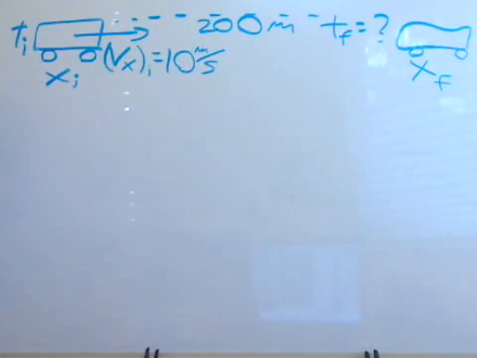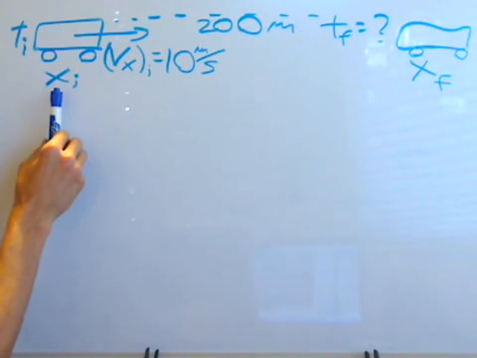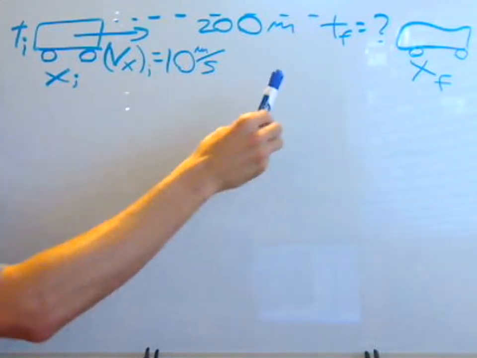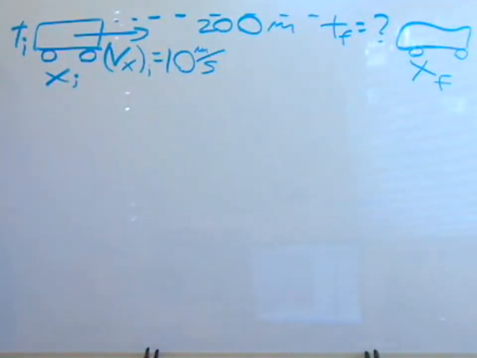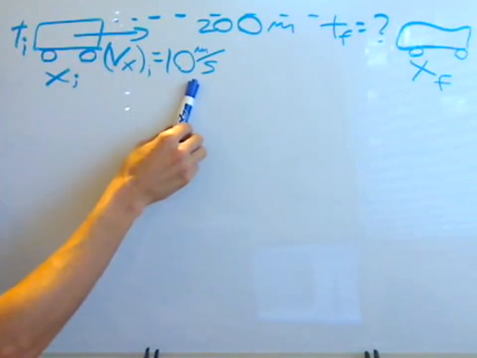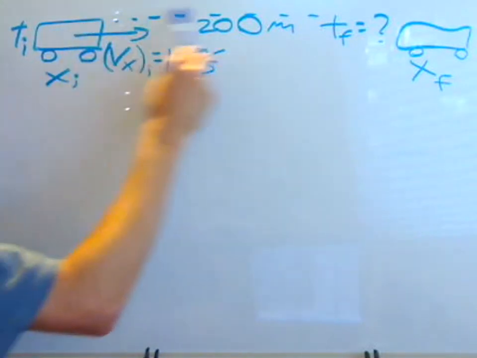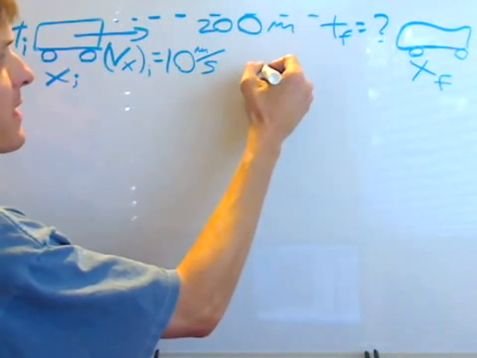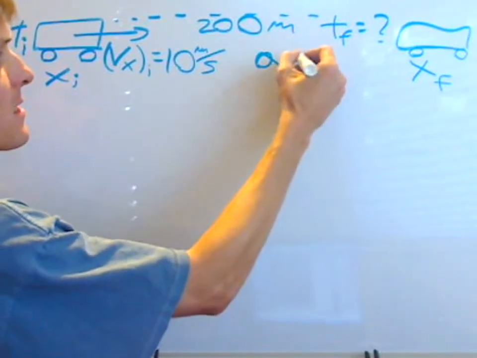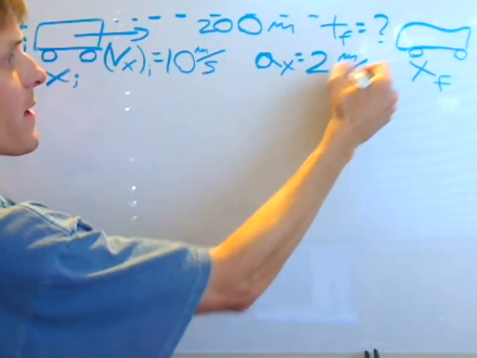Okay, so let's go ahead and work this constant acceleration example. In this problem, we have a car that is accelerating up some freeway ramp. We're told that it has an initial velocity of 10 meters per second. The ramp is 200 meters long. And the car accelerates at 2 meters per second squared.